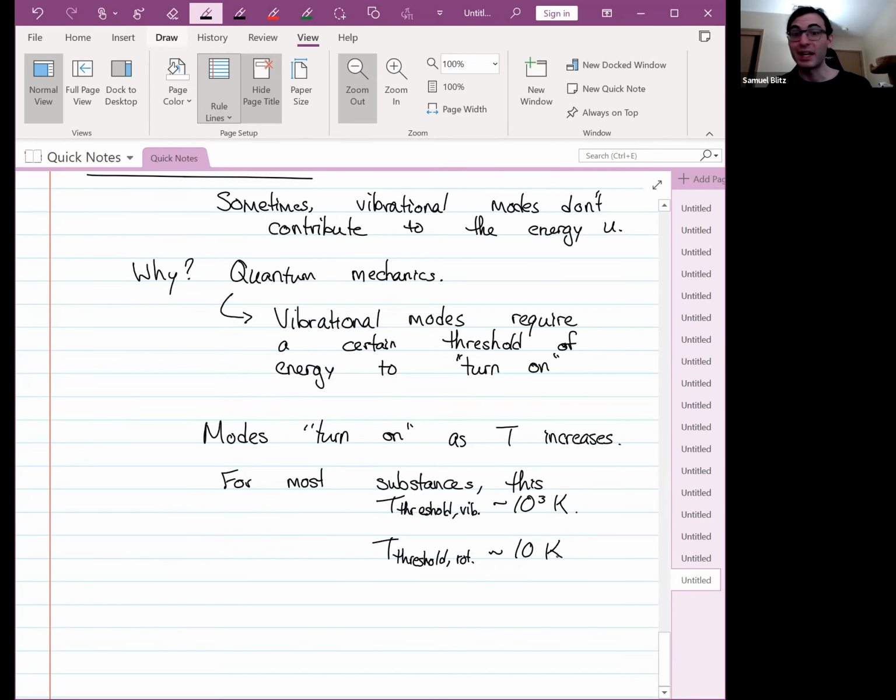And so again, in a lab environment, your temperature is going to be higher than like 50 Kelvin. 50 Kelvin, remember, is like -220 Celsius. So again, in the lab environment, those rotational modes just behave like any other mode. But the vibrational modes aren't active yet, so we just don't worry about those.